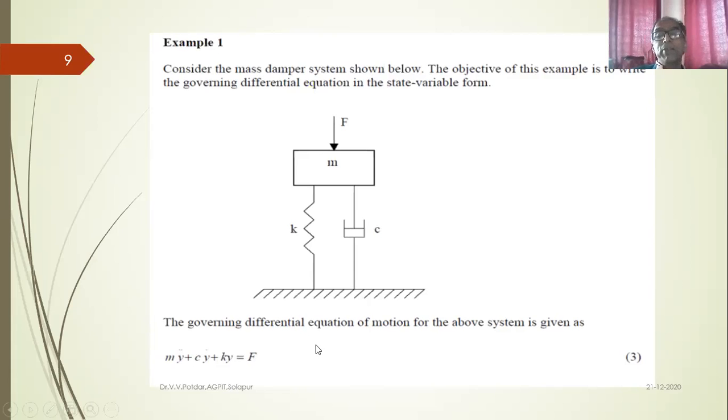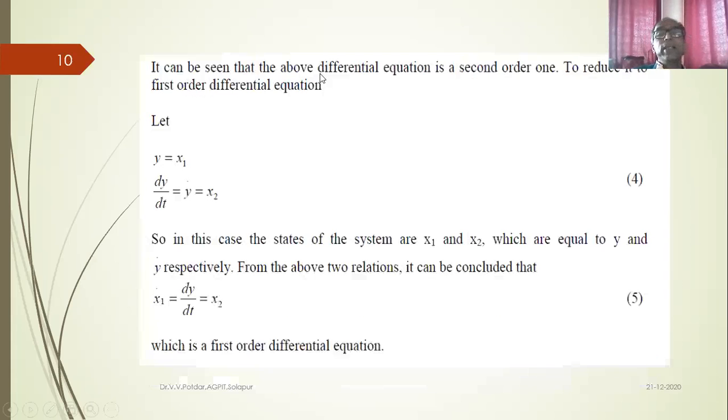So I can get the differential equation like this. It can be seen that the above differential equation is of second order. To reduce it to a first order differential equation, let y is equal to x1.